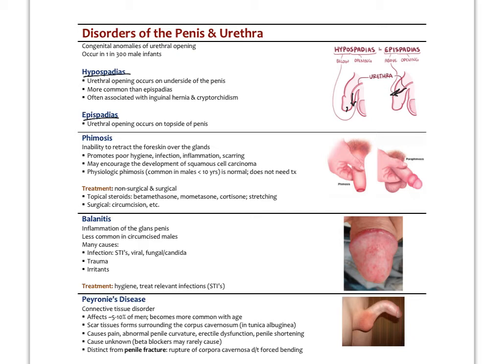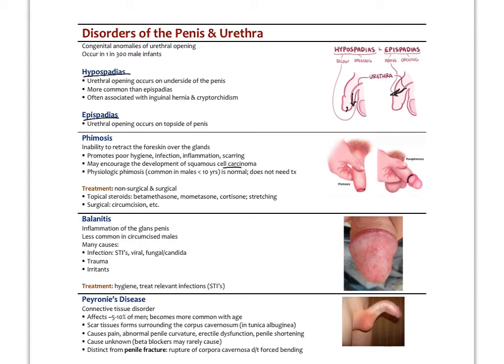Phimosis is the inability to retract the foreskin over the glans. And there can be different types, where the whole glans remains covered in phimosis, or the foreskin pinches around the shaft of the penis, causing paraphimosis. And this can promote poor hygiene there, infection, inflammation, scarring. It might encourage the development even of squamous cell carcinoma. So we usually need to treat this.